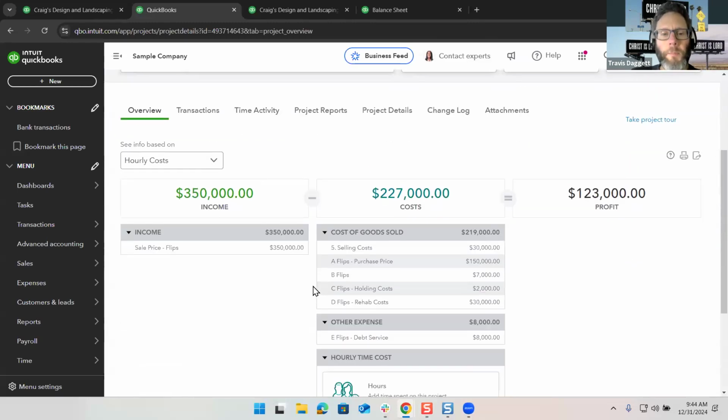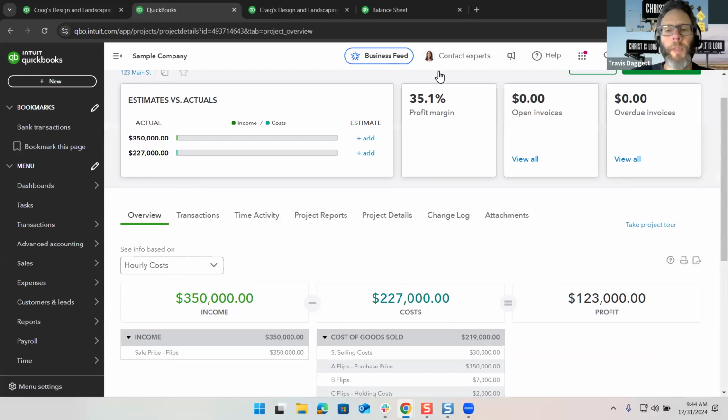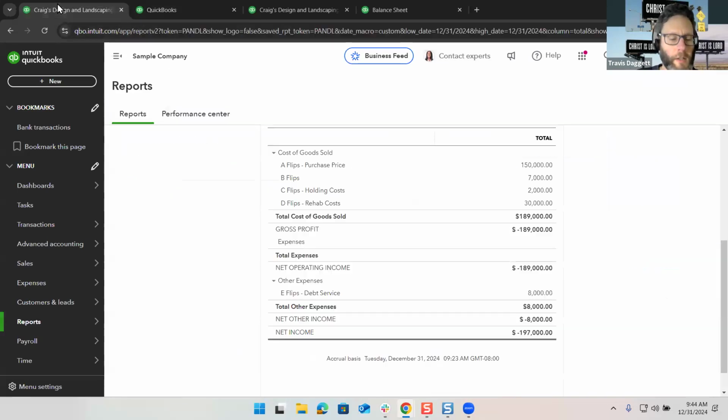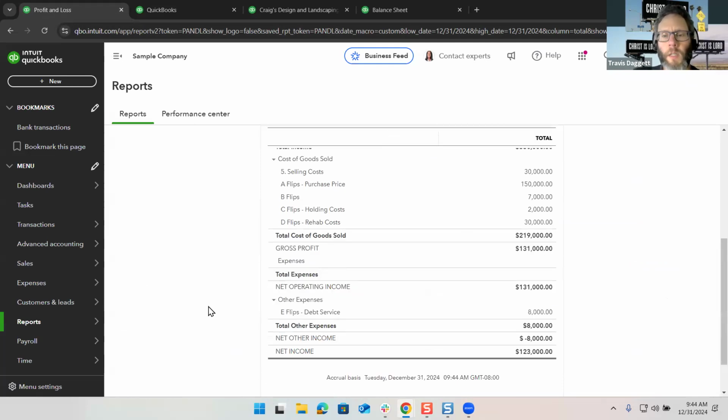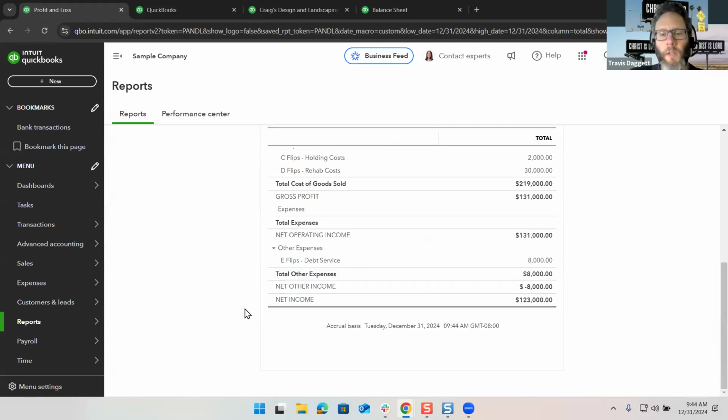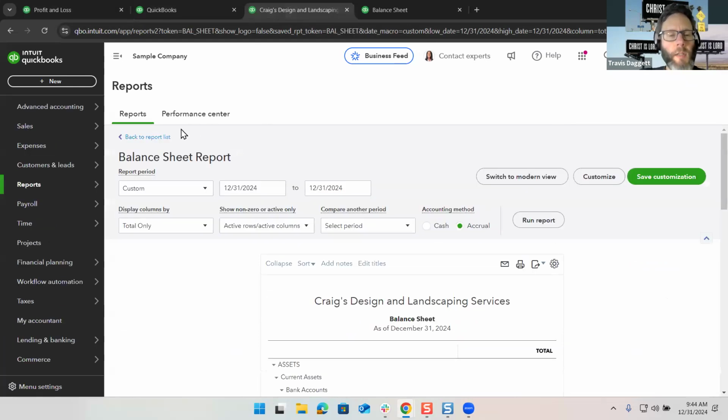Now we can see our income projected, all of our costs. There's our estimated profit. Really simple. If we look at it on our P&L, refresh this. Okay, so now our net income matches. And if we look at our balance sheet, refresh this.